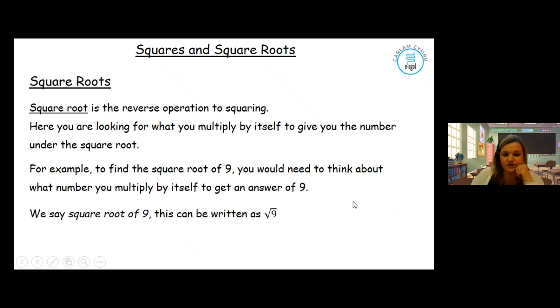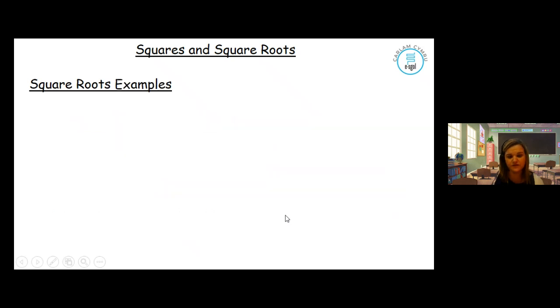So we say the square root of 9, and there is a symbol that we use, and you can see it on the screen now. It looks like a little tick, and it covers the number that you're talking about, and that then is the square root of 9. That's the symbol that we use. So if you see that at any point, that relates to a square root. Let's go through a couple of examples.